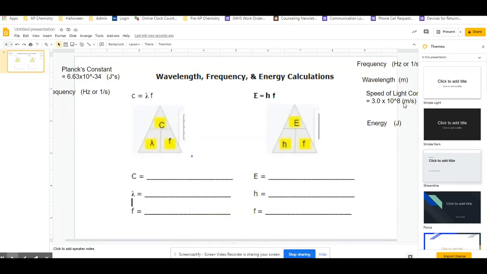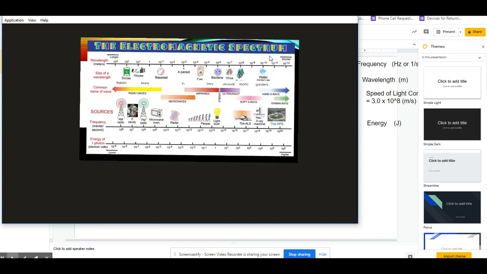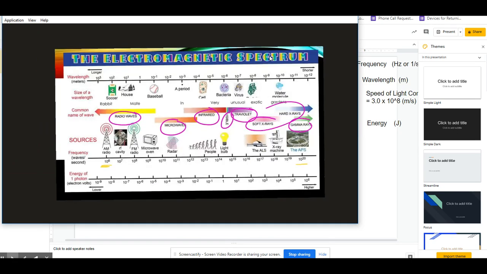So for today, you guys are going to be doing your first set of calculations. Just a quick recap on what was covered yesterday. You had a video that explained what the electromagnetic spectrum was, and so you got to see all the different parts of it. The important thing you should have grabbed from yesterday was that all these values range from longer to shorter wavelength, or from low to high frequency and low to high energy.